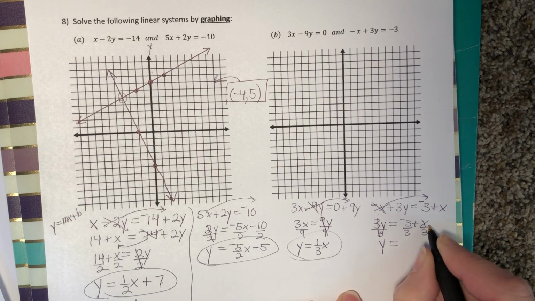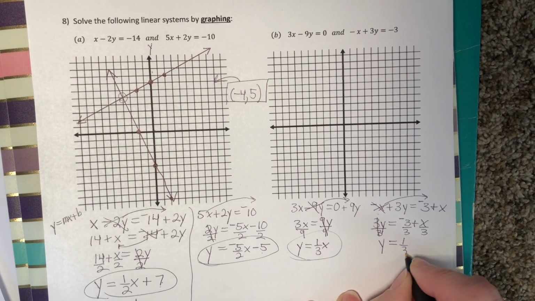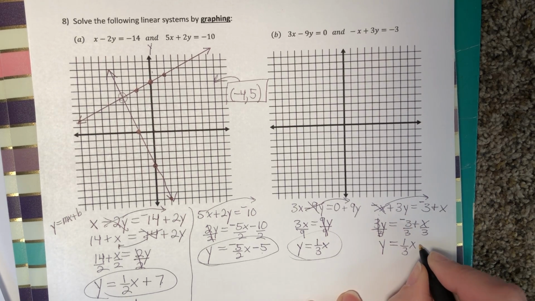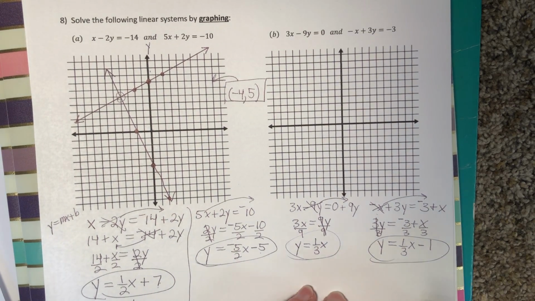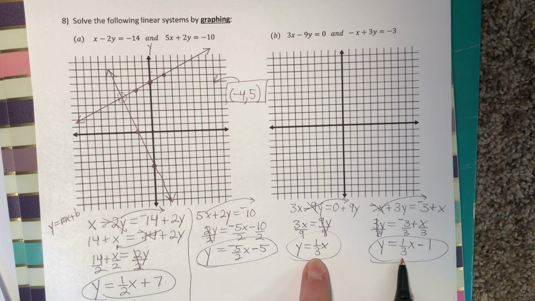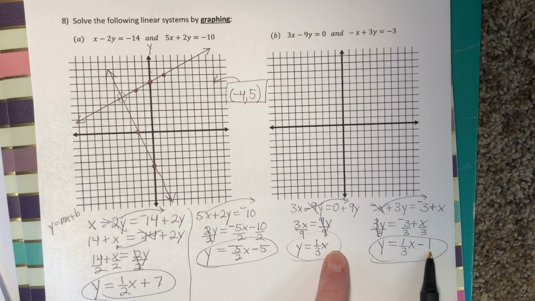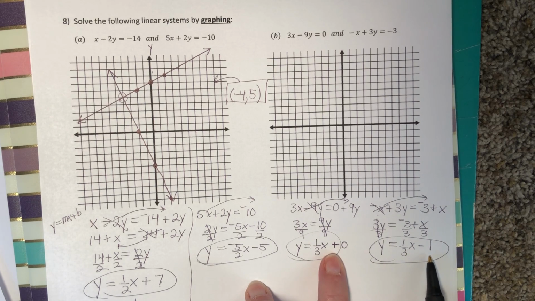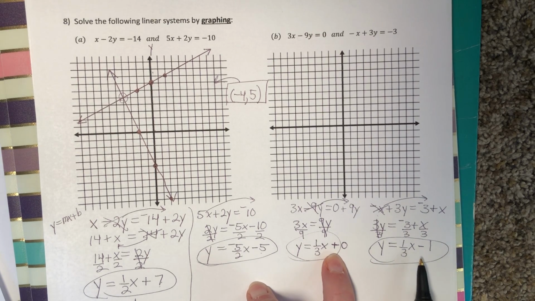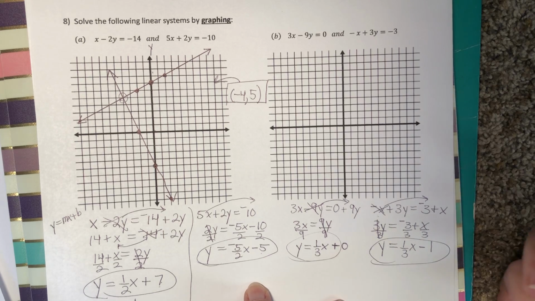Y equals 1/3 x, and this one equals negative 1. Looking at these, I can see that the slopes are the same, but they have different y-intercepts. This line has a y-intercept of 0. So these are going to be parallel, meaning no solution. But you still have to graph them.